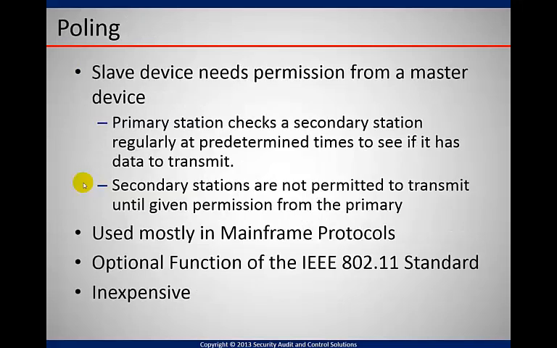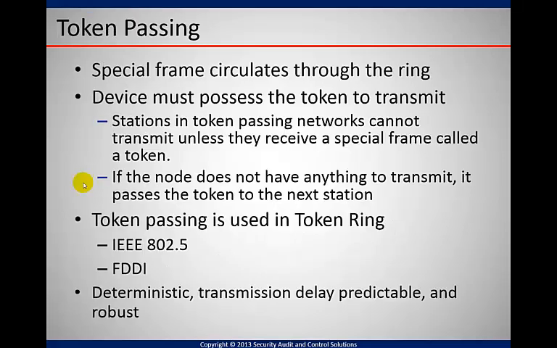Polling is where a slave device needs permission from a master device. A primary station checks a secondary station regularly at predetermined times to see if it has data to transmit. Secondary stations are not permitted to transmit until given permission from the primary. It's used mostly in mainframe protocols and as an optional function of the 802.11 standard. It's fairly inexpensive.